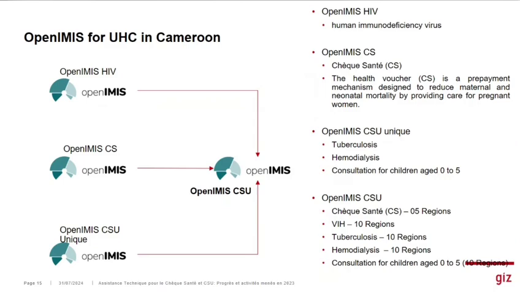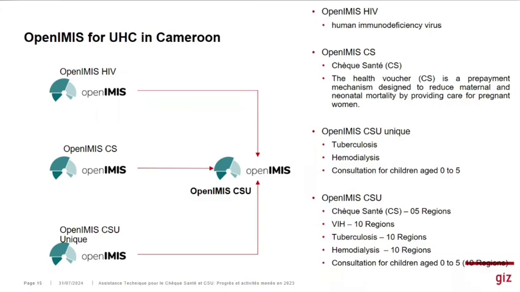So the openIMIS HIV was used to claim the HIV bills or services. The openIMIS Check Santé was used to claim the reproductive health services. And we had that openIMIS unique, is the name I give to that part. We used it just to claim the tuberculosis, the hemodialysis, and the consultation for children under 5 years. And we had to bring all that system together to have a unique openIMIS.